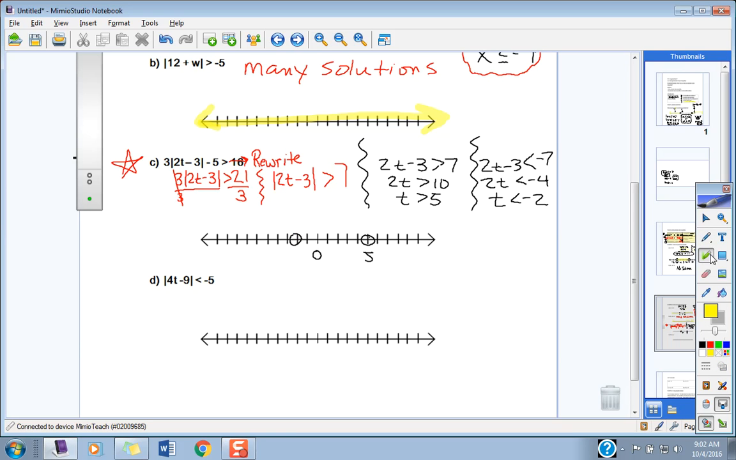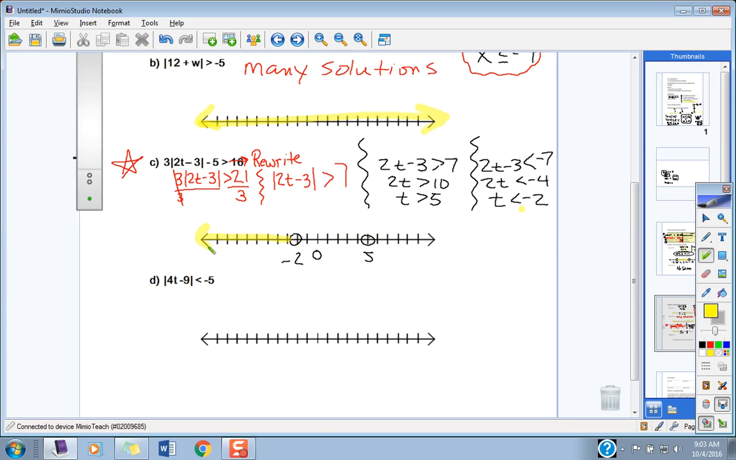Okay, kids. I need t values less than, I forgot to label the negative 2. I need t values less than negative 2. So t values less than negative 2 right here. Going left or right? Left.